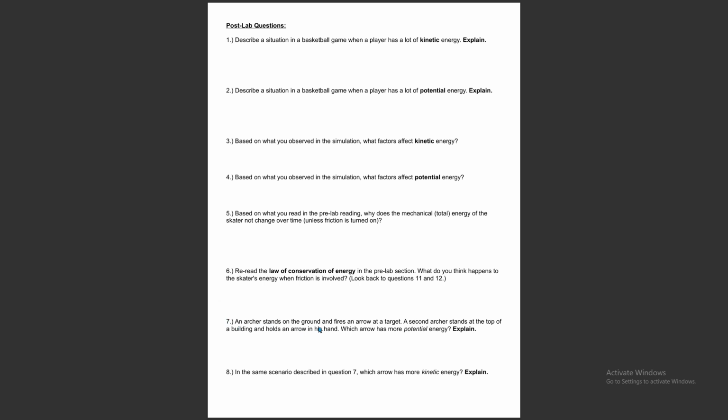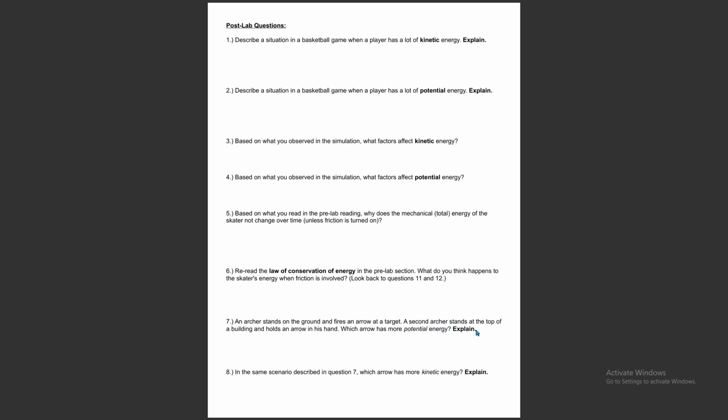An archer stands on the ground and fires an arrow at a target. A second archer stands on the top of a building and holds the arrow in his hand. Which arrow has more potential energy? You have an archer standing on the ground who's going to fire the arrow, and a second archer standing on the top of a building holding an arrow in his hand. Which one has more potential energy?